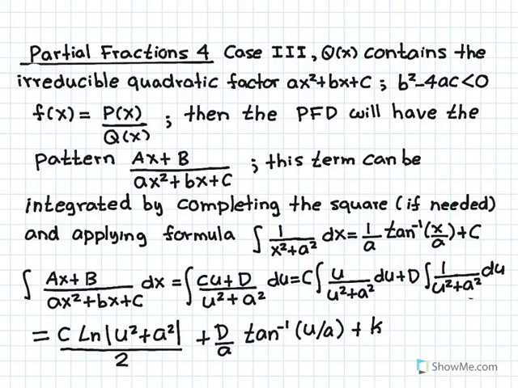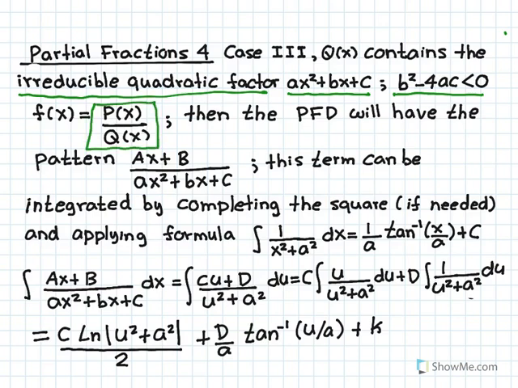In this video, we're going to look at another example of partial fractions. In this case, q of x, the denominator, contains the irreducible quadratic factor ax squared plus bx plus c. b squared minus 4ac is less than 0. That is what makes the factor ax squared plus bx plus c irreducible. That means it can't be factored. So f of x is equal to p of x divided by q of x.